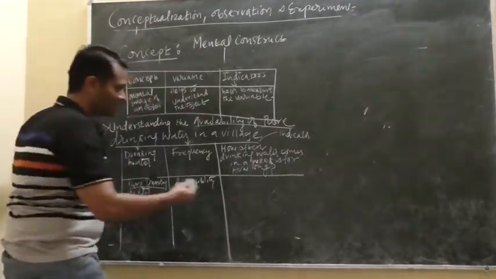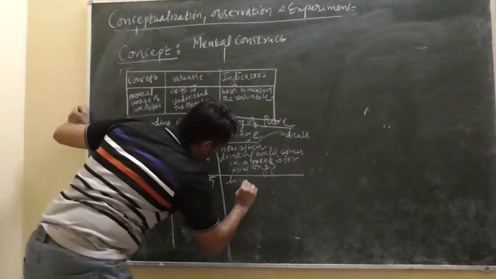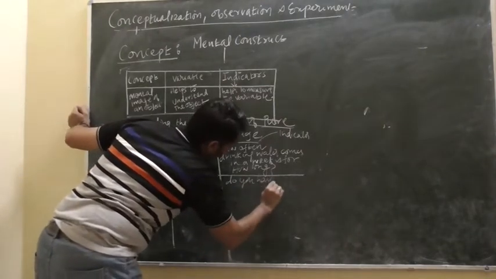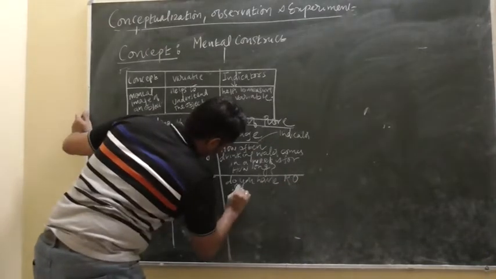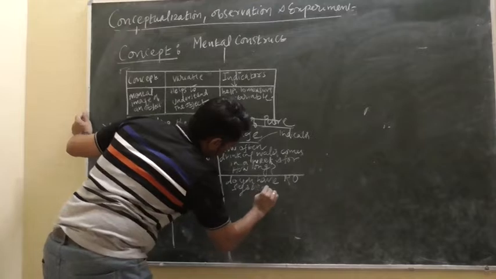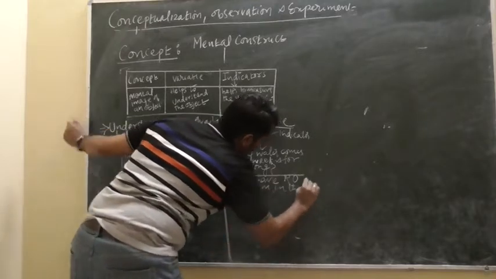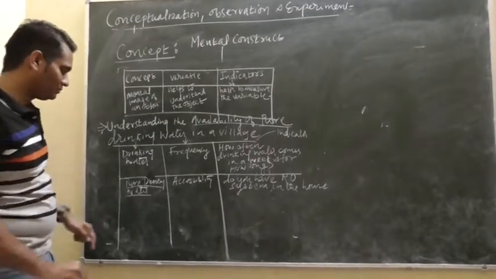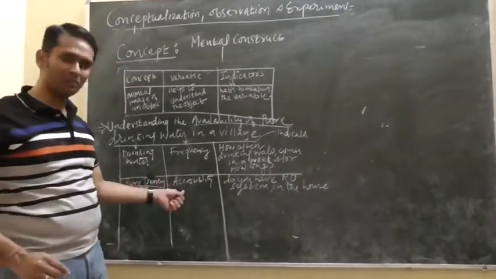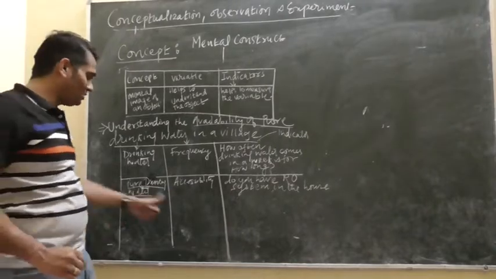So the next question is, do you have any RO system in the house? Okay, in the house. So here, what is the variable I'm using? The accessibility to the pure drinking water.